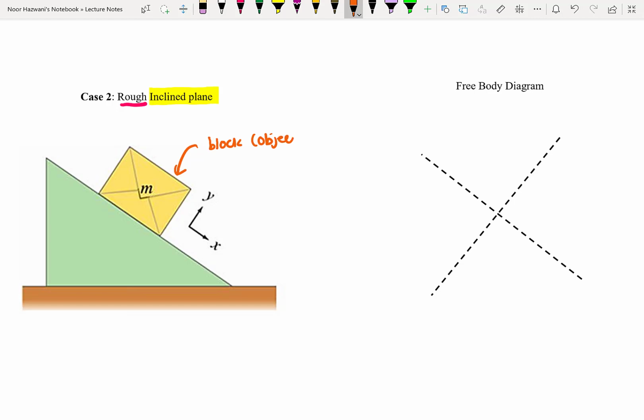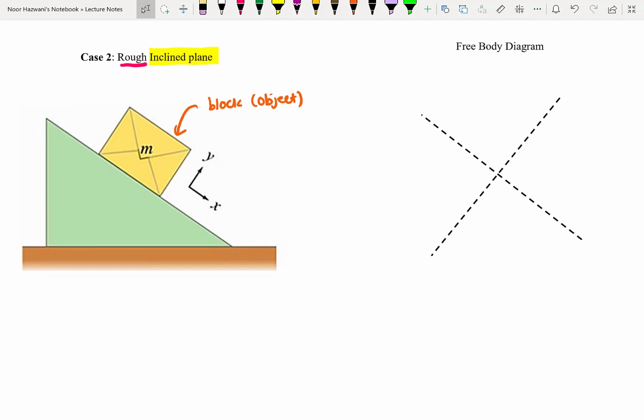Okay, and then the block is at rest. Okay, start with step number 1. Identify all the forces acting upon the block.